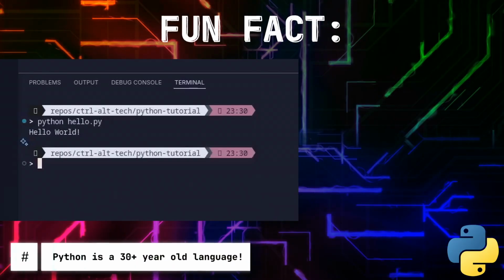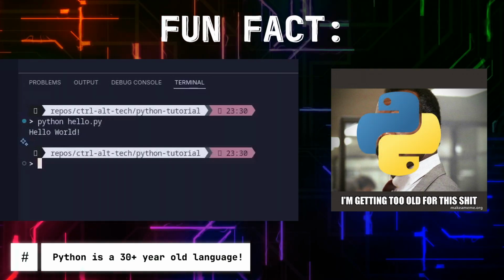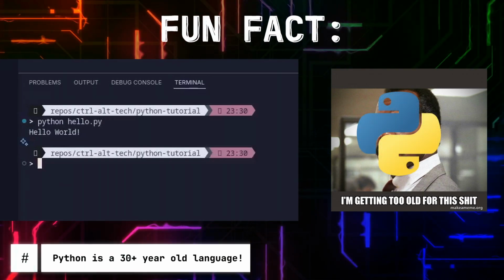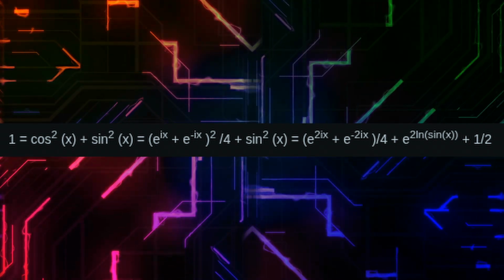A small win unlocked. The print we just used is the same idea as Python's earliest scripts. Welcome to a 30-plus-year-old legacy. Python was built on the philosophy that code should be readable, more like an essay than a mathematical formula.